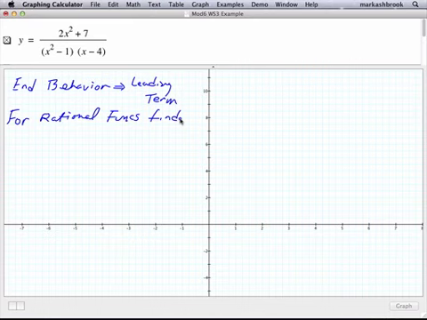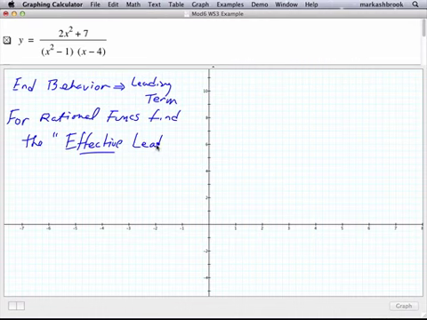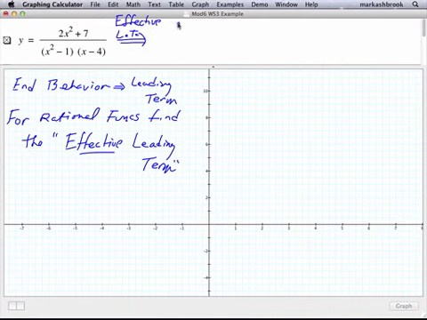So in effect, what's the leading term of that whole ratio? There isn't really a leading term, but in effect there is a leading term. And if we can find that, what we're going to call the effective leading term, then we're going to treat the end behavior the same way. In fact, we're going to do it even better this time. All right, so to get the effective leading term, we look at the leading term in the numerator. For this example, what's the leading term in the numerator? 2x squared.